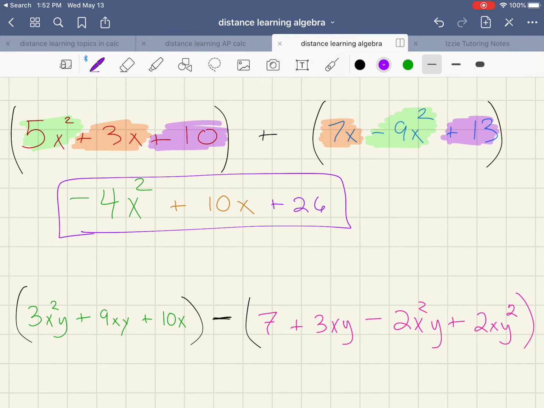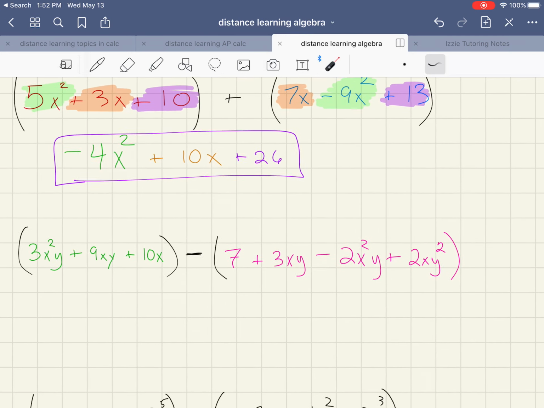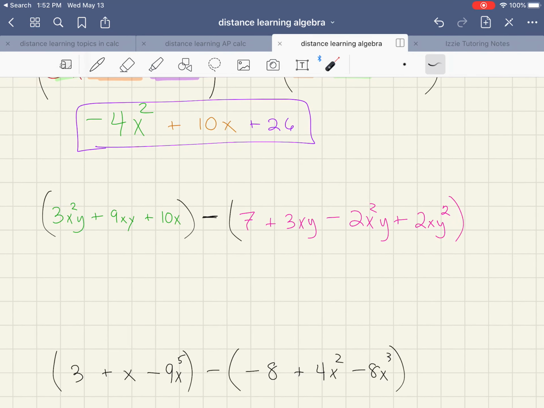Let's take a look at subtraction. Slightly different, but really basically the same sort of thing. So I'm going to look through this first polynomial for like terms. And let's pause for a second and make sure that we can really identify which ones are like terms. So let's look at 3x squared y. I need the same bases to the exact same exponent. So we're going to look through. Definitely not 7.